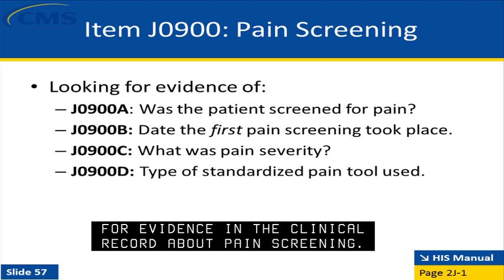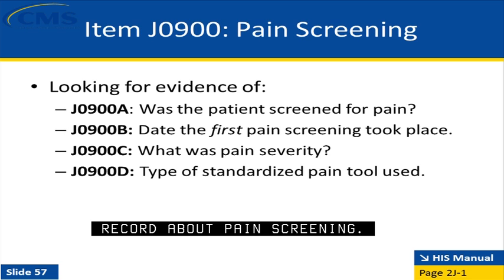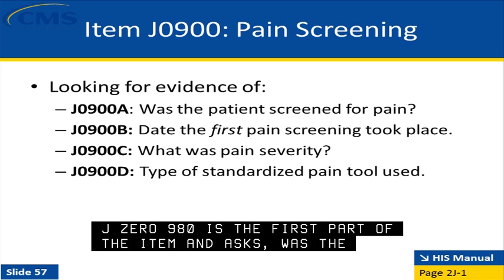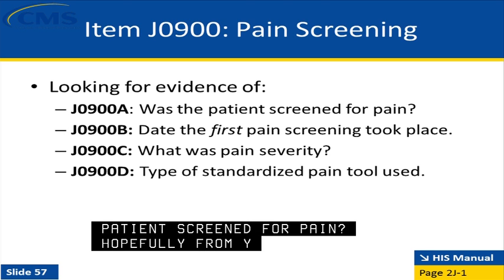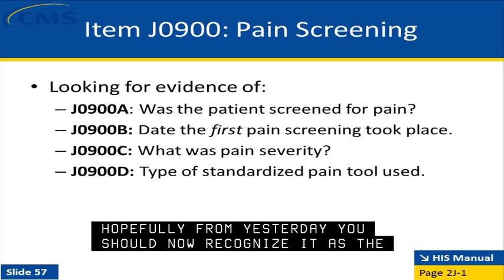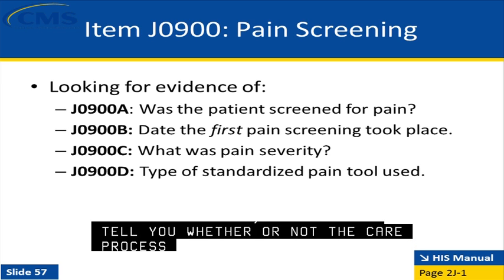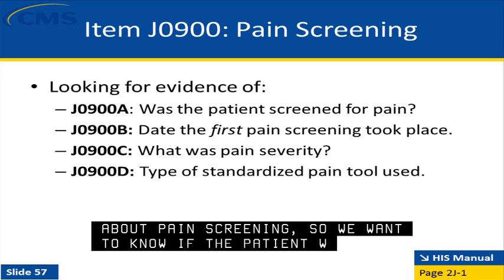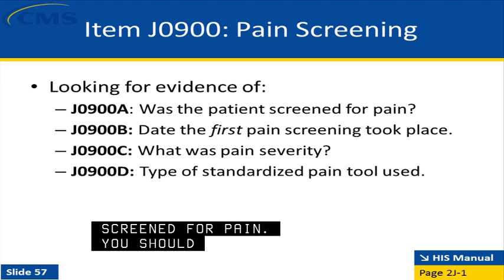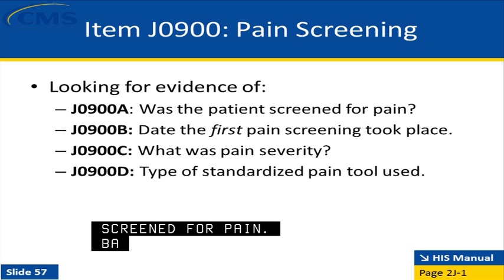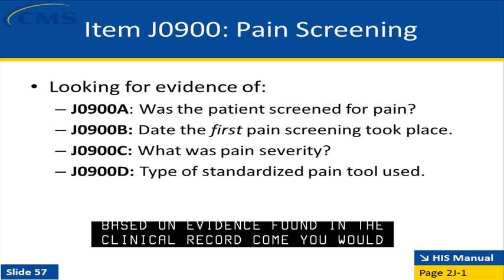J0900A is the first part of the item, and it asks, was the patient screened for pain? Hopefully from yesterday, you should now recognize J0900A as our gateway question, and it's going to tell you whether or not the care process took place. In this instance, we're talking about pain screening, so we want to know if the patient was screened for pain. You should review the clinical record to see if there is evidence that the patient was screened for pain. Based on evidence found in the clinical record, you would answer either 0, no, or 1, yes, to J0900A.